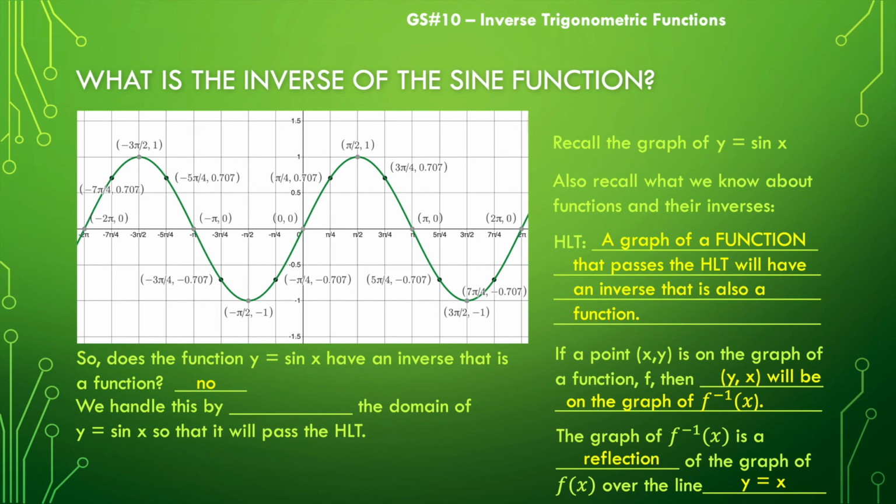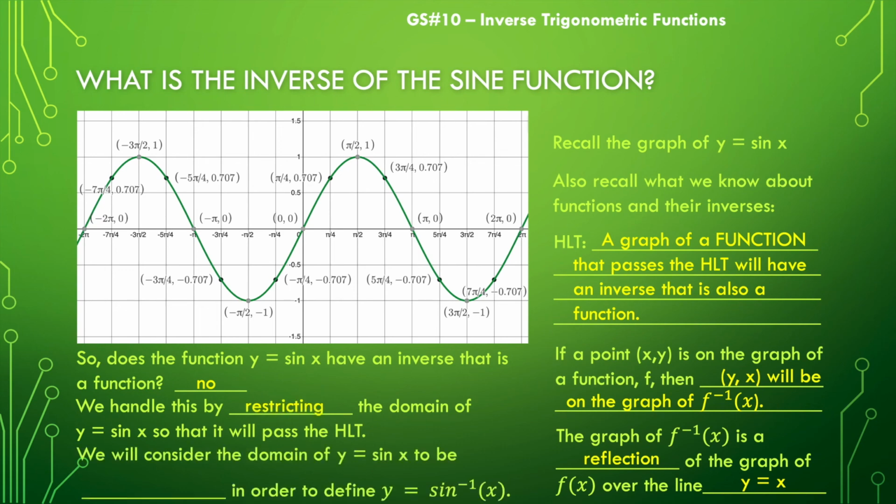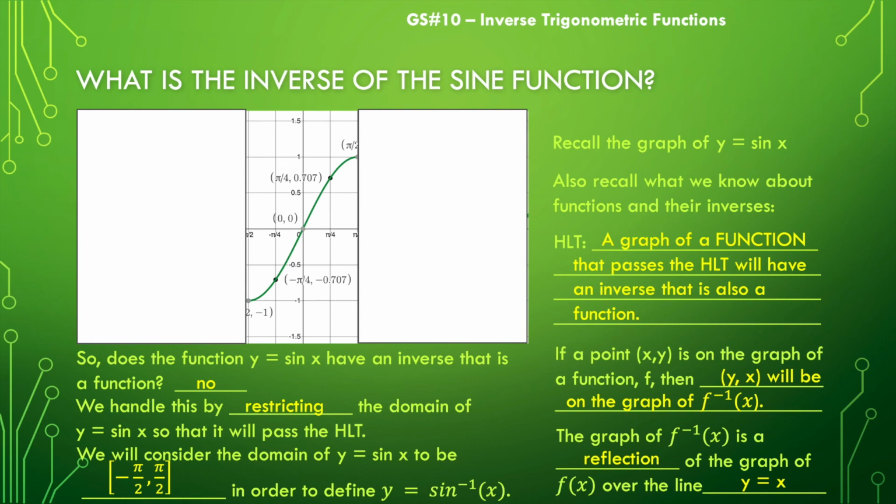We're going to focus our attention on just a specific piece of the graph of y equals sine of x so we can define y equals sine inverse of x. We want a piece of this graph that will pass the horizontal line test. There are several ways we could do this, but we will focus on the interval from negative pi over 2 to pi over 2. Just this little interval right here.